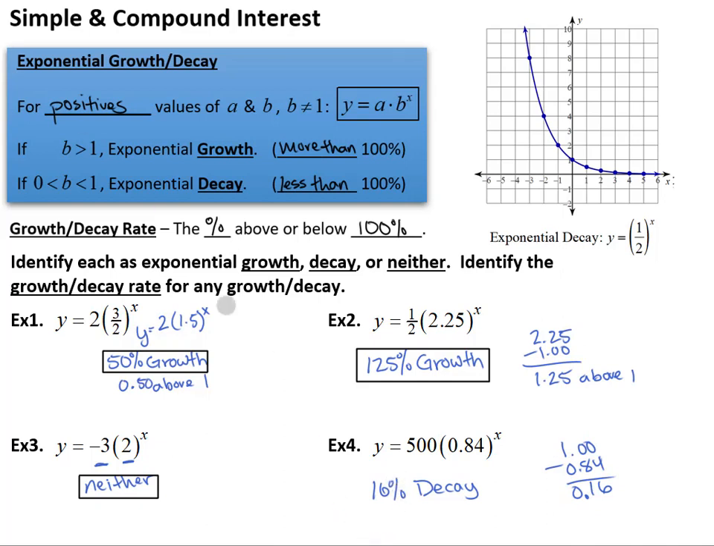That means we are losing 16% of our value every time x increases by 1 full unit. So if you start with, say, this would be like starting with maybe $500. Every time a unit of x increases, I lose 16% of my remaining value.